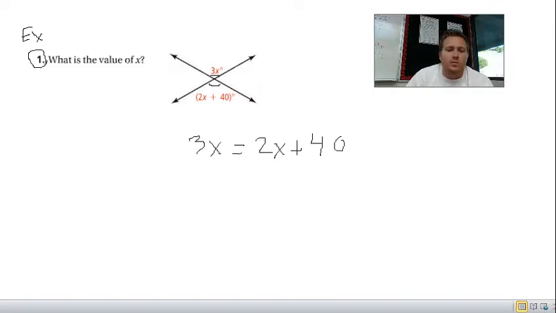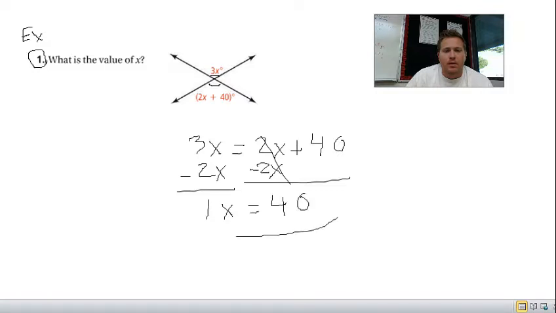We are going to subtract 2x from both sides. And boom, we get 1x, or x equals 40. Got it. Problem number 1 down. Next problem.